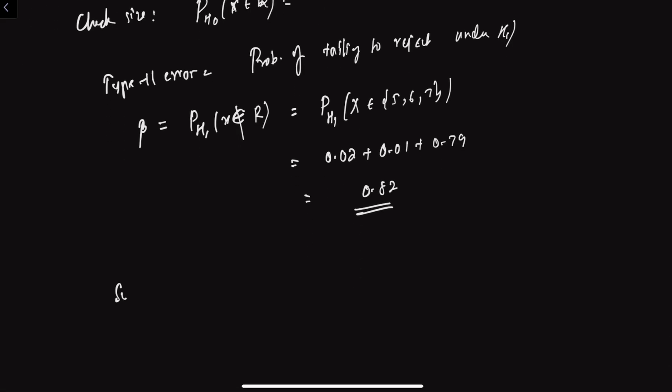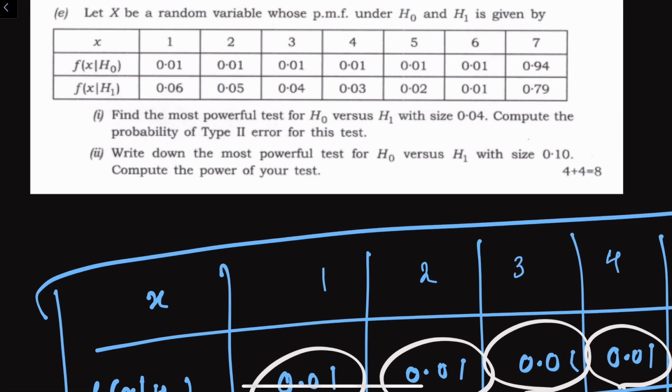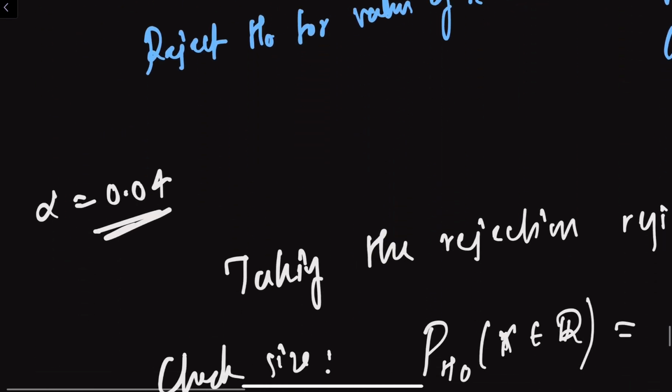So the test is: we reject H0 if and only if X is less than or equal to 4, and the type 2 error is 0.8. Now in the second part of the question, they're asking us to write down the most powerful test for H0 versus H1 with size 0.10 and also compute the power of our test.